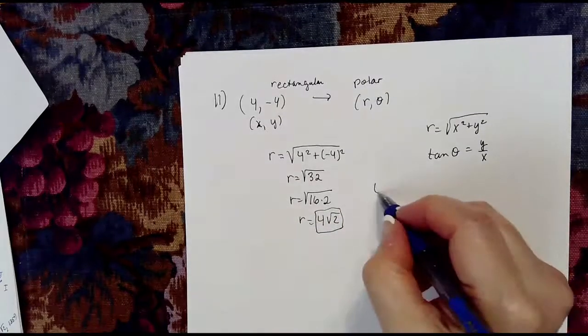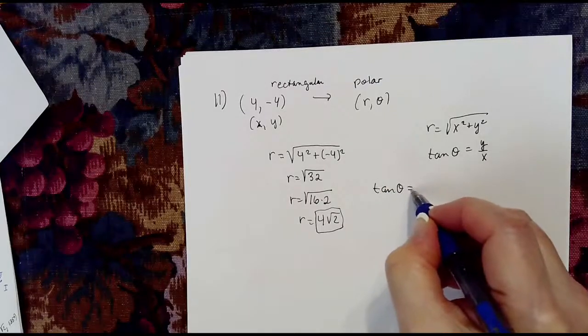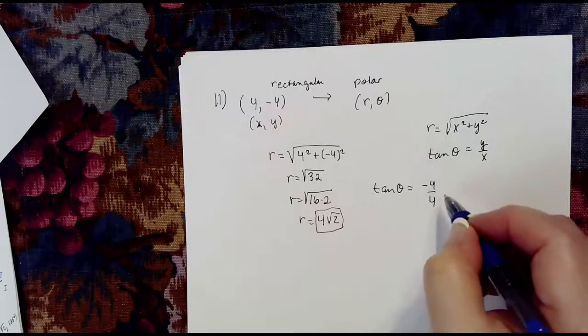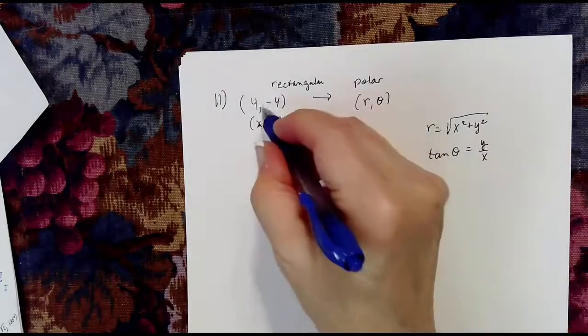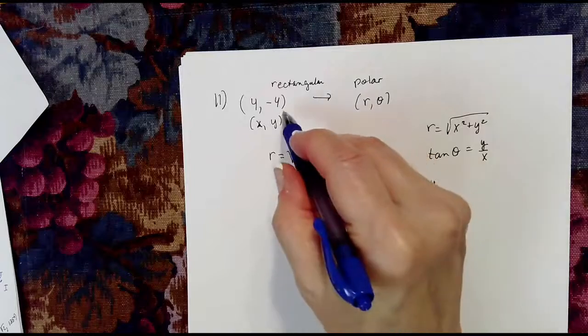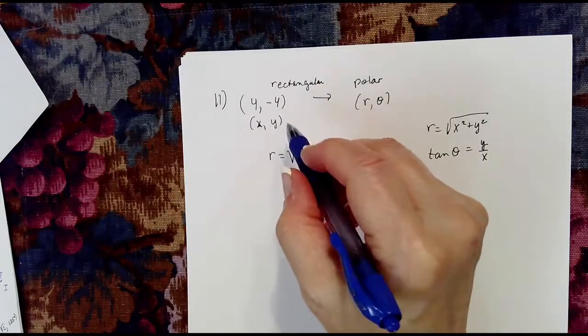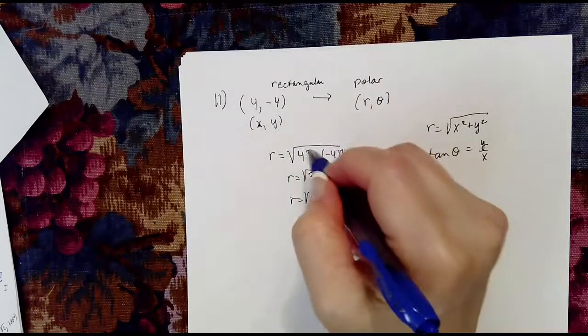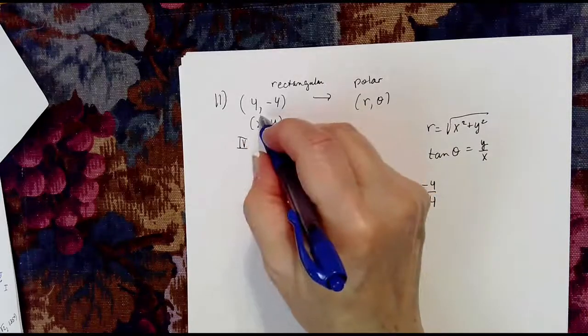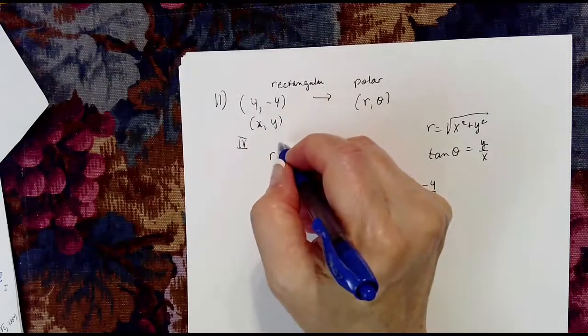Now we're going to come over here. Tangent theta is y over x, so I get negative 4 over 4. So where is 4, negative 4 as far as references in the plane? What quadrant is it going to be? We know 4 to the right and 4 down is going to put us in quadrant 4. 4 to the right and 4 down, right? Quadrant 4.